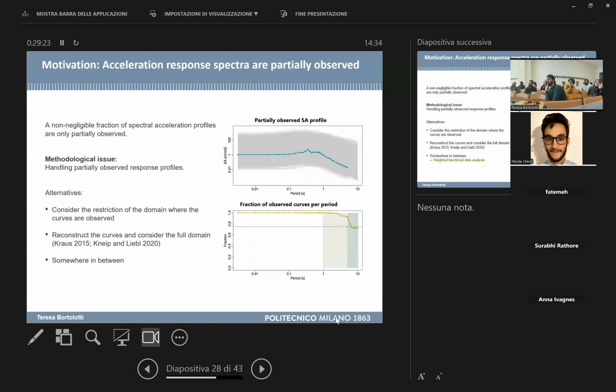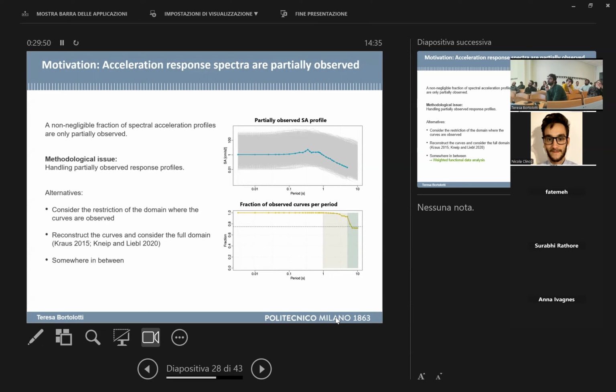What is the problem is that these intensity measures are only partially observed sometimes. So for example, here I am displaying the fraction of observed curves per period. As you can see, all curves are observed for small periods. Here the periods are represented in logarithmic scale, but for the long periods, a lot of information is missing.